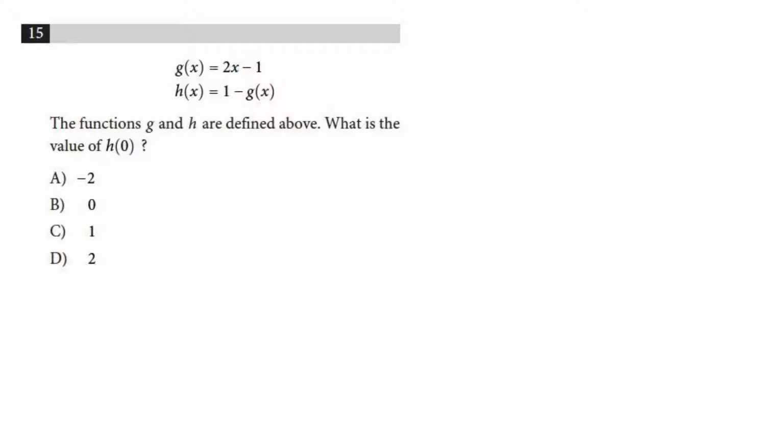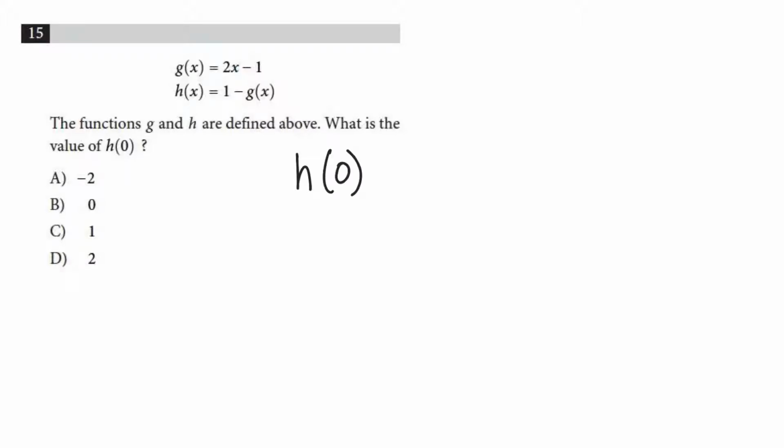15. G of x equals 2x minus 1. H of x equals 1 minus g of x. The functions g and h are defined above. What is the value of h of 0? Okay. H of 0. Okay, so this is just a little function notation.